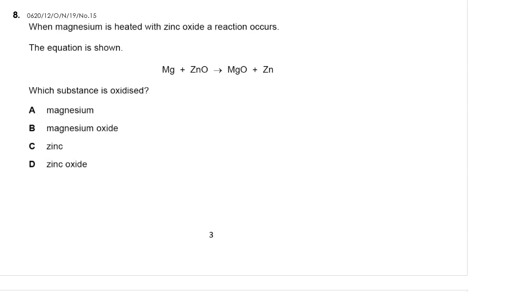Number 8. When magnesium is heated with zinc oxide, a reaction occurs. The reaction is shown. Which substance is oxidized? Oxidation is the addition of oxygen or removal of hydrogen. You know that. And so magnesium, you can see, has gained an oxygen here to get magnesium oxide. So magnesium is oxidized. Magnesium is the one which is oxidized.